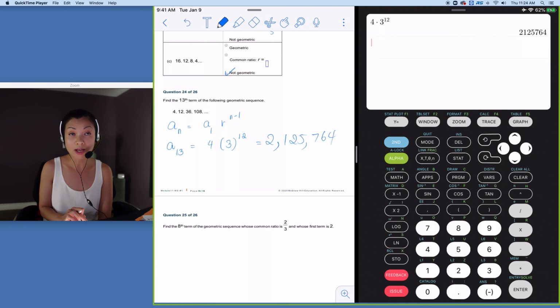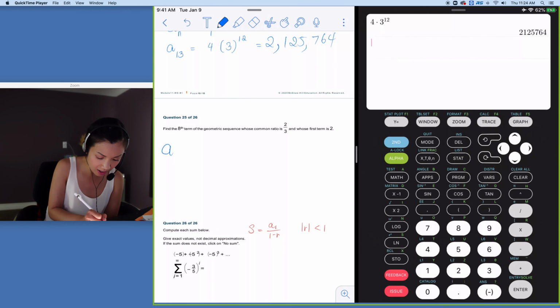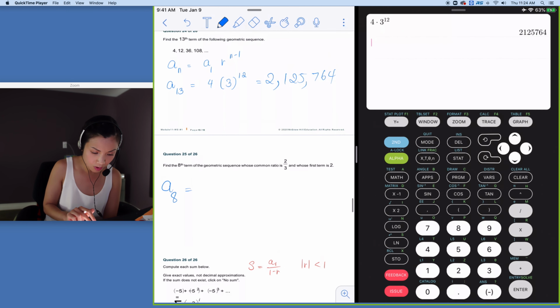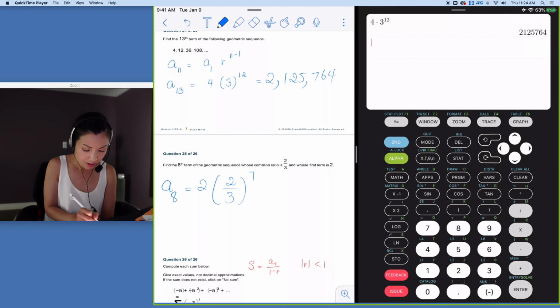All right, for number 25, we want to find the 8th term of a geometric sequence with the given common ratio. So once again, I have a_8, and then the first term is 2, common ratio is 2/3, n minus 1, so that's 7.